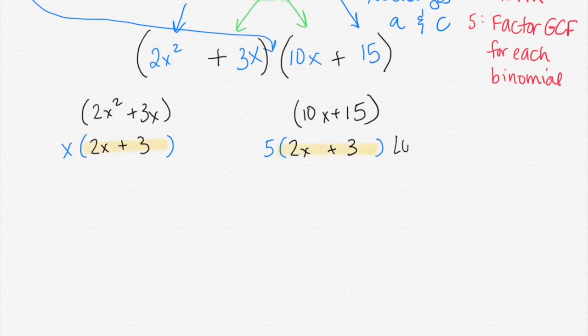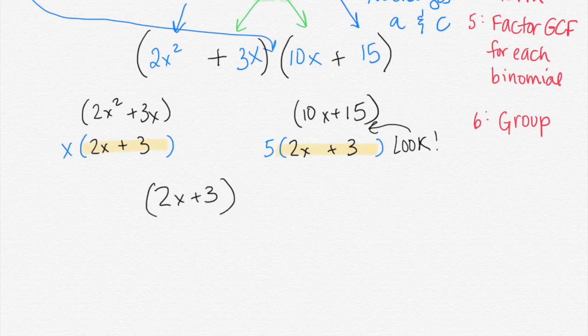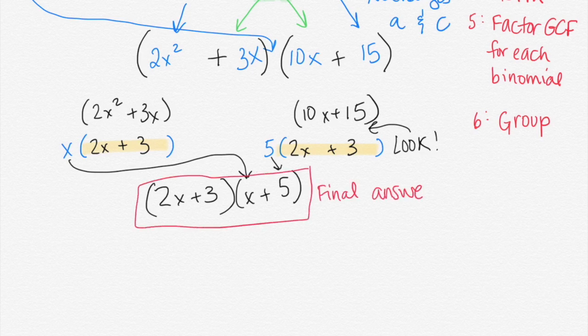That's a positive 5. So what you notice now is that you end up with something that looks the same. We have the 2x plus 3 that is the same in both groups. So instead of writing it twice, I'm just going to write it one time. And then I'm going to combine my outside greatest common factors, x plus 5. And that is my final answer. Don't worry, as long as you have these steps written down and follow them step by step, you'll get it. Let's go ahead and get some more practice with this.